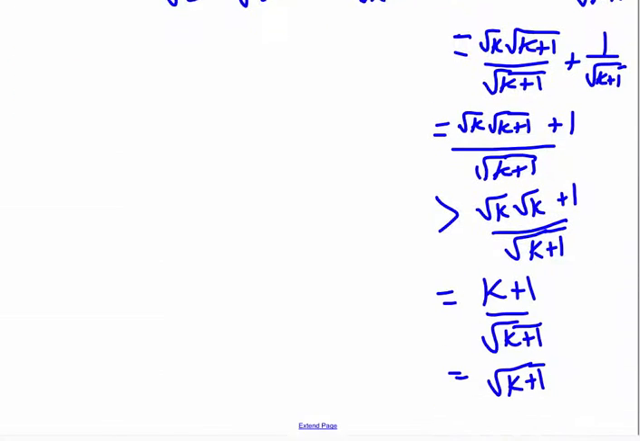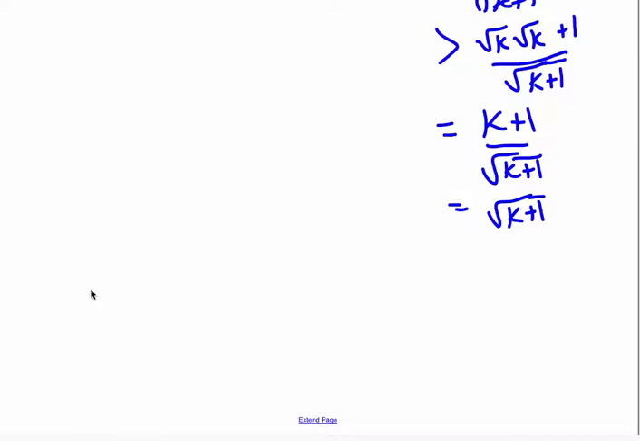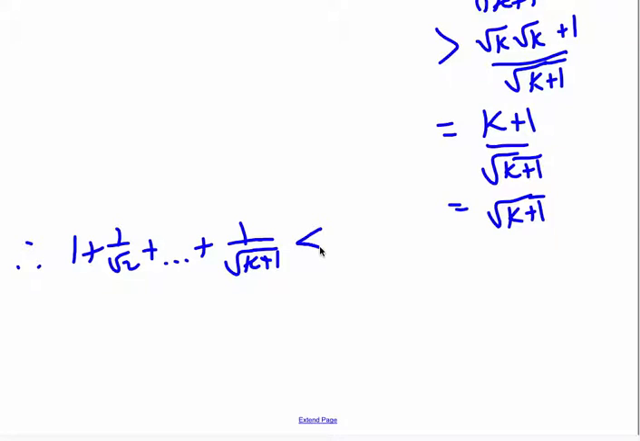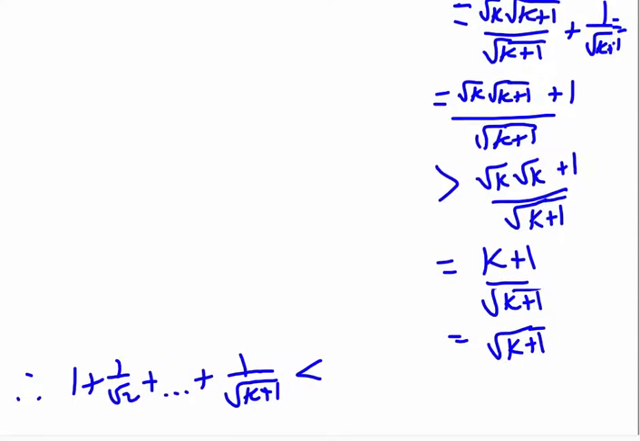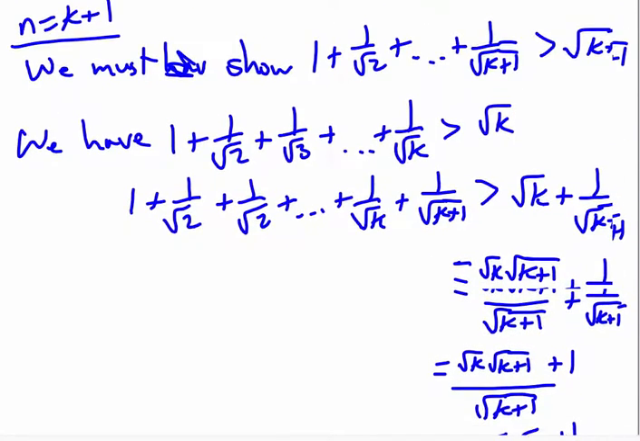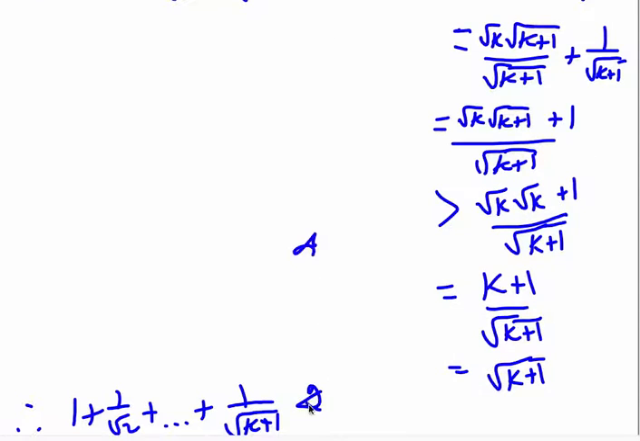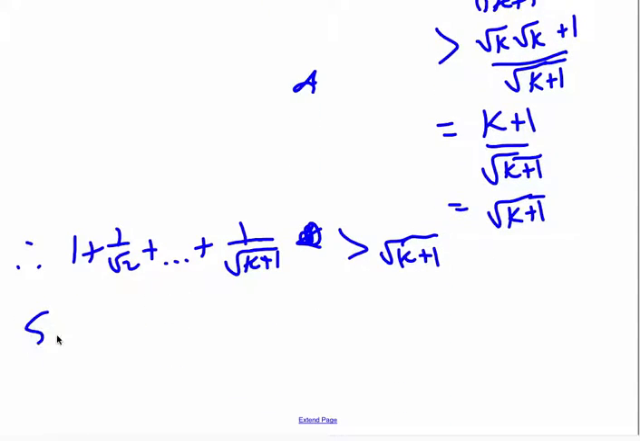So we can write that in the final line of this part. Therefore, 1 plus 1 over root 2 plus dot dot dot plus 1 over root k plus 1 is less than, or greater than? It's greater than, sorry. It's greater than root k plus 1. So we're done with the proof. You just need to write a sentence now.